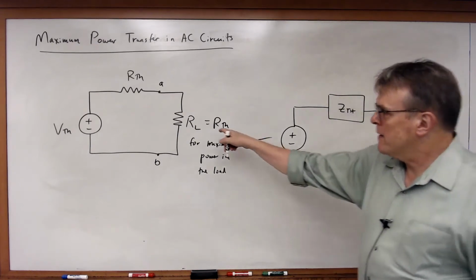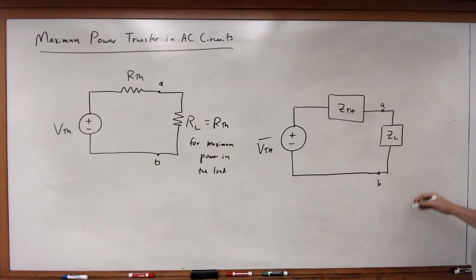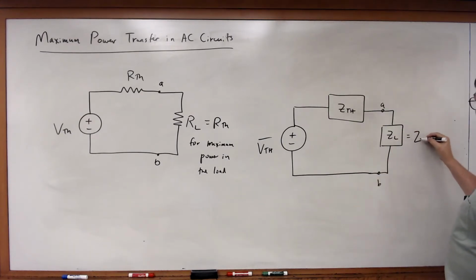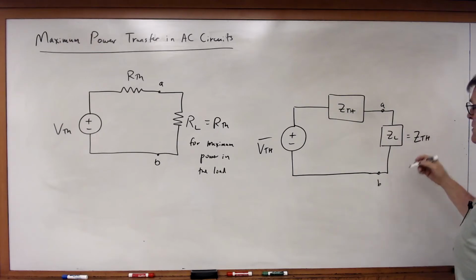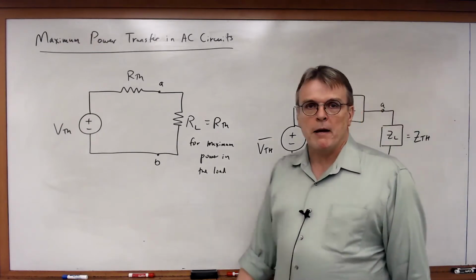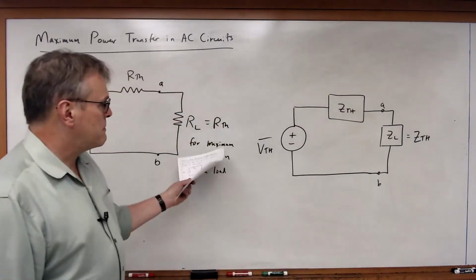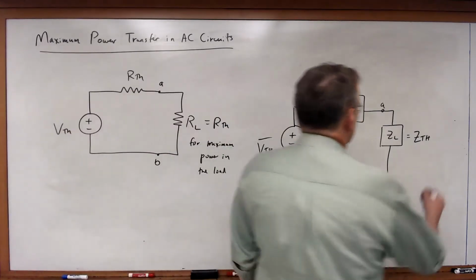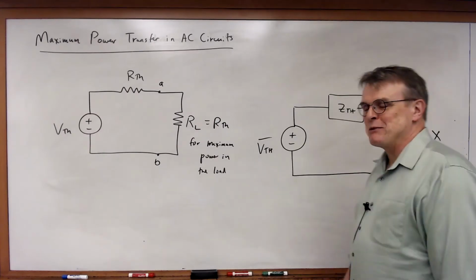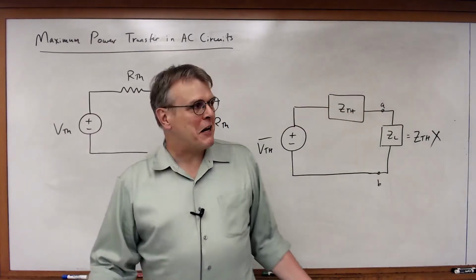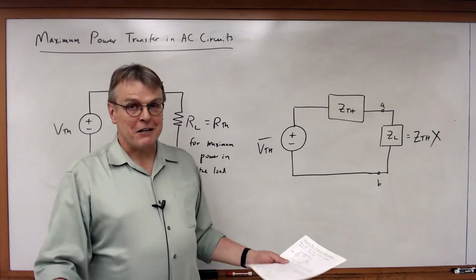Now, looking at this, one would think that the kind of obvious and intuitive answer would be that ZL must equal ZTH for maximum power in that impedance. It seems logical, it seems intuitive. It's also wrong. It does not equal ZTH. And that's another case where your intuition can lead you astray.